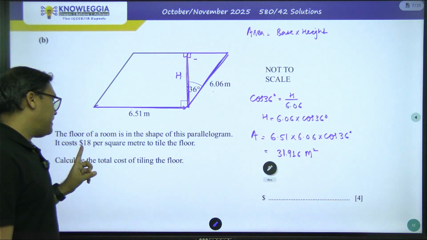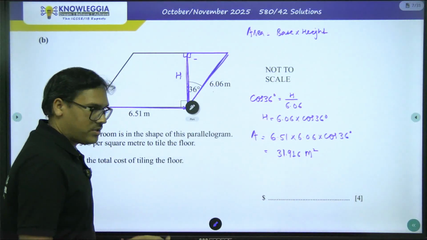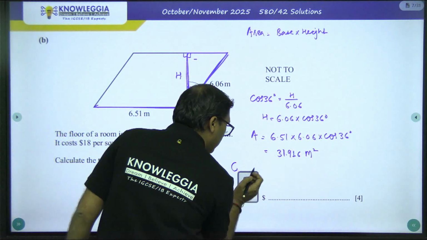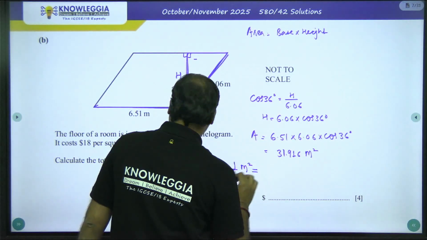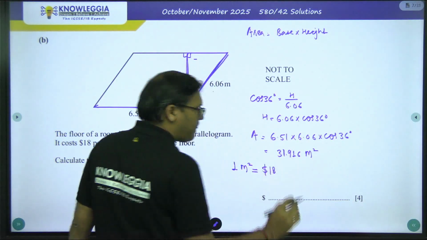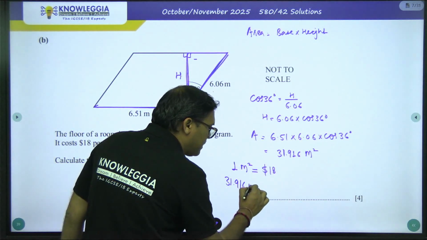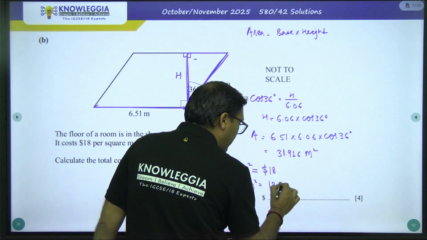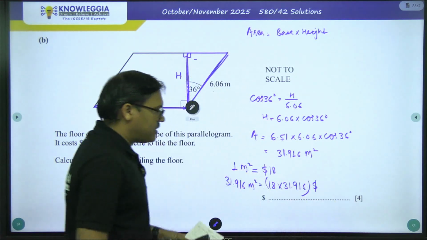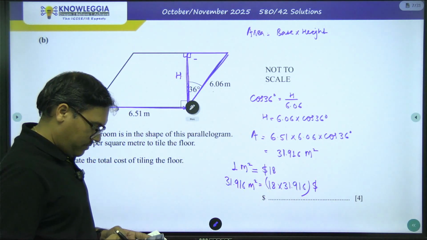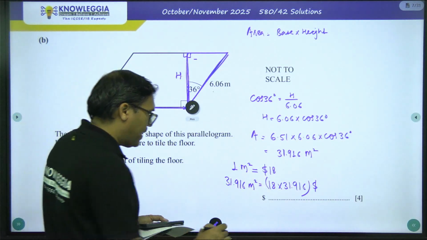Now the rate is $18 per square meter. So what is the total rate, or you can say the total cost? Because 1 meter square is costing $18, 31.916 meter square will be costing what? 18 into 31.916 dollars. So what is this value? This is 18 multiplied with 31.916, which is equal to, so what is the answer?